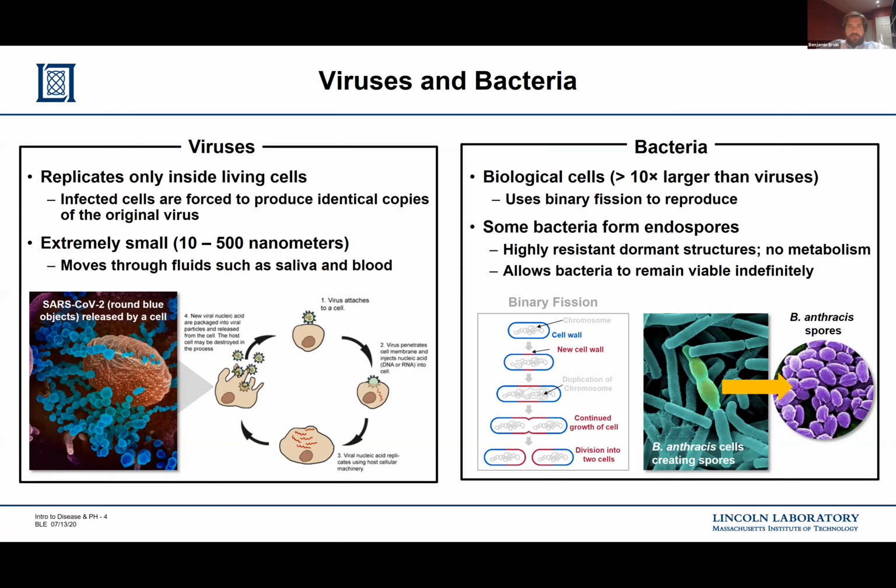And then on the bacteria side, we're talking about something that's about 10 times or more in size from the viruses. And it uses something called binary fission to replicate itself. So instead of getting into a living cell, it actually just divides itself. And the process is shown here. It creates more chromosomes inside of the cell, the cell splits, and then you have 2 cells, and it keeps doing that in sort of an exponential fashion.